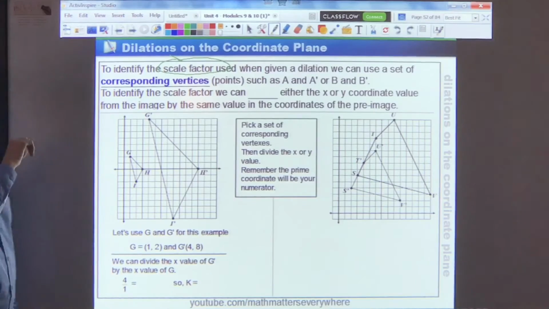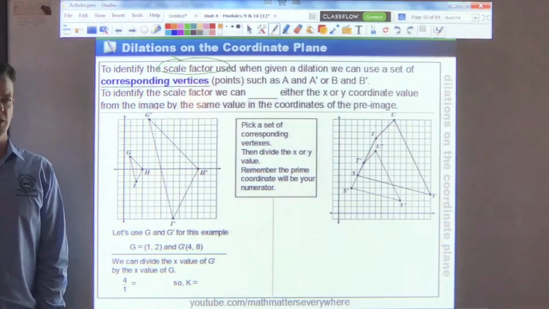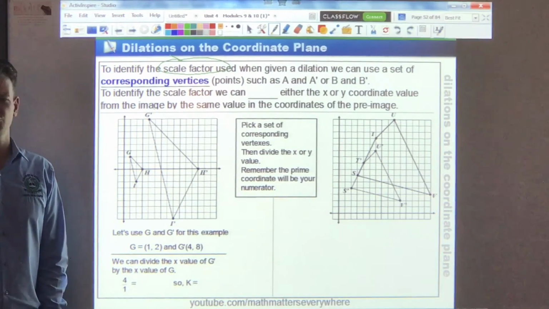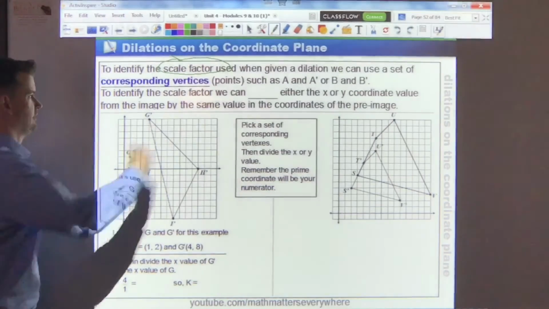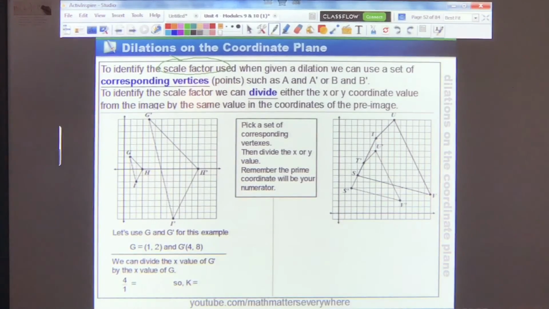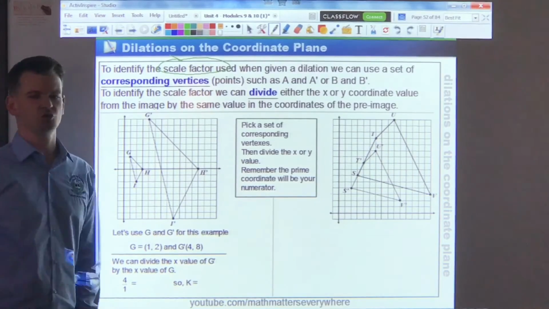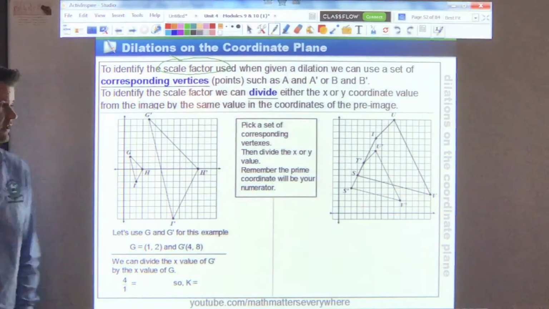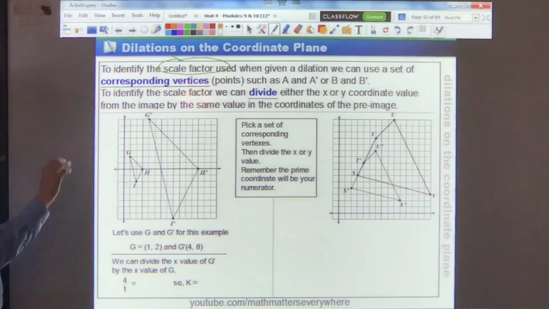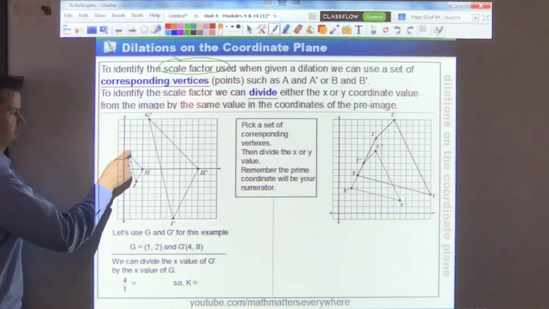To dilate a figure, we have to multiply it. The reverse, finding the scale factor, that means we should probably have to divide. So to find the scale factor, we're going to be dividing. Simple division. You're either going to divide the x-coordinates from your corresponding vertices, or you're going to be dividing the y-coordinates. You only have to do one. You can do both if you want to check your work. So the first thing, once again, is to identify corresponding set of points.